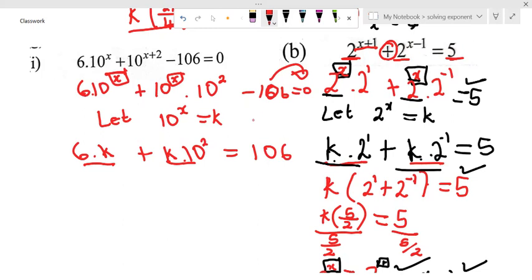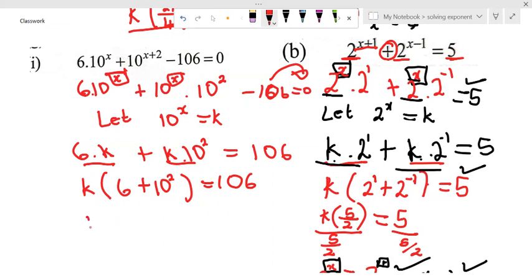Is there anything common between term number 1 and term number 2? Yes. What seems to be common? Yes, let's take out k. Open bracket. We have 6 plus 10 squared. Yes. And then this is going to be 106. Now, if you say 10 all squared, I know you ask now, it's 100. Yes. What is 100 plus 6?